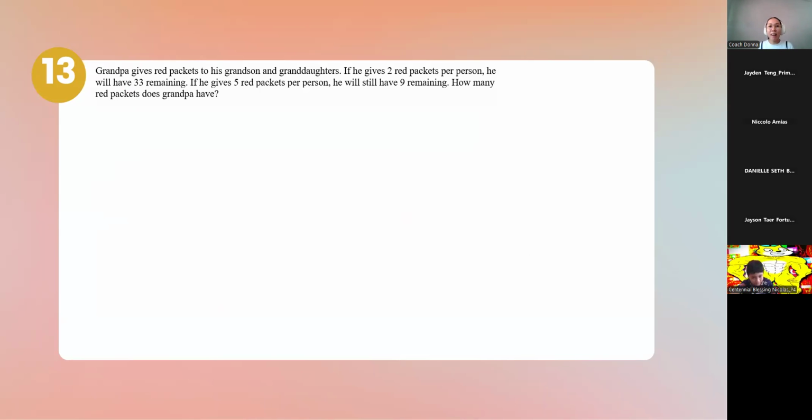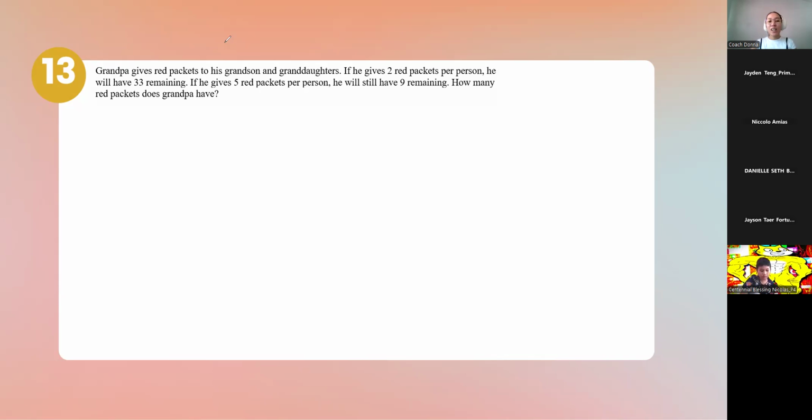So let's have here, Grandpa gives red pockets to his grandson and granddaughters. If he gives 2 red pockets per person, he will have 33 remaining. If he gives 5 red pockets per person, he will still have 9 remaining. How many red pockets does Grandpa have?